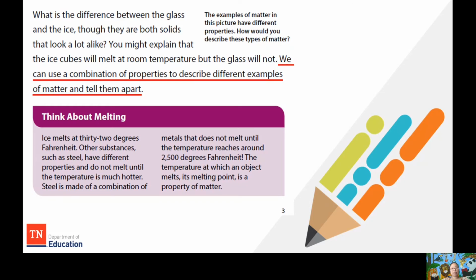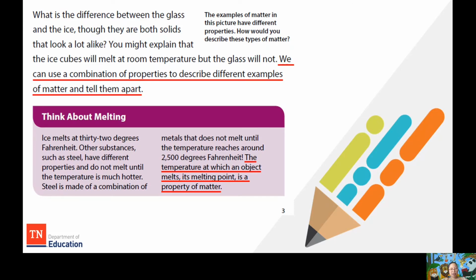Other substances, such as steel, have different properties and do not melt until the temperature is much hotter. Steel is made of a combination of metals that does not melt until the temperature reaches around 2,500 degrees Fahrenheit. The temperature at which an object melts, its melting point, is a property of matter. That is amazing.